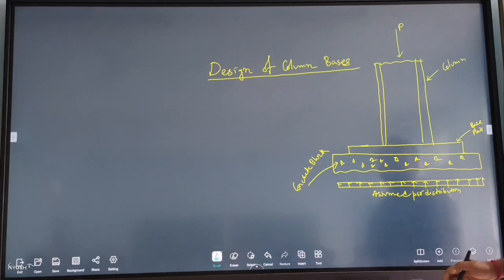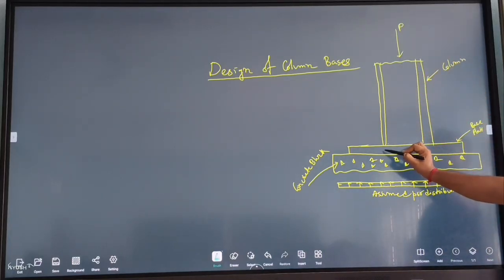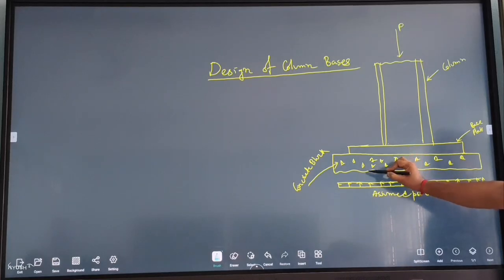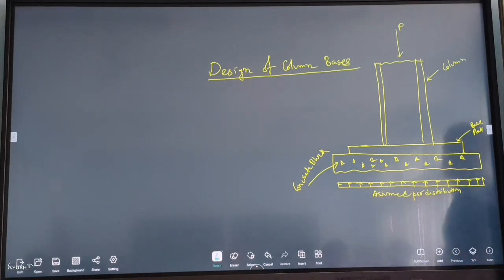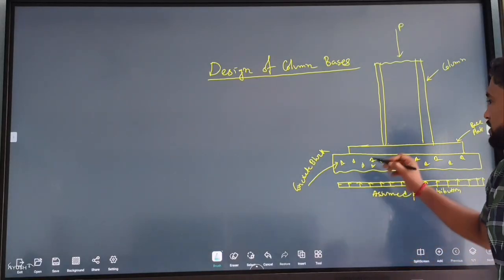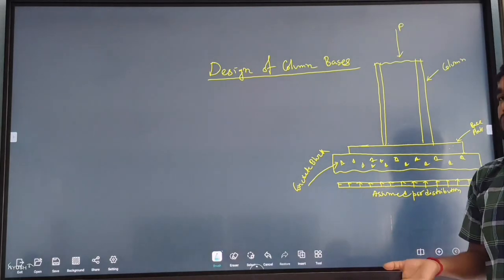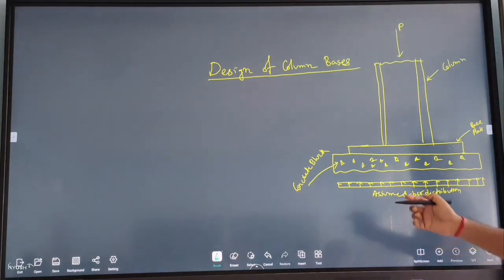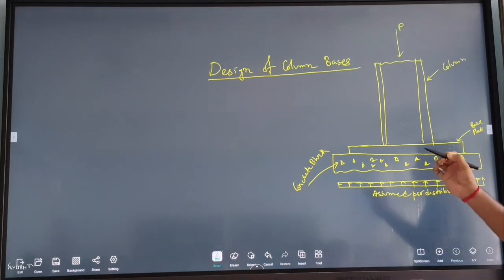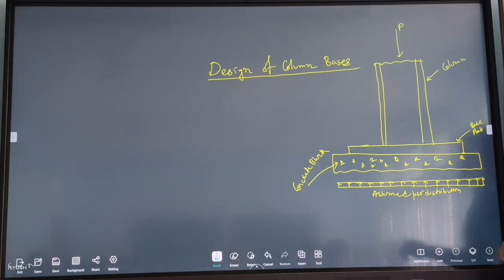What happens actually? The load is first transferred from the column to the base plate, then from the base plate to the concrete block, then from the concrete block to the soil beneath. So I am talking about the design of column base. Design means the area and size of the base plate, as well as the thickness of the base plate. Okay.